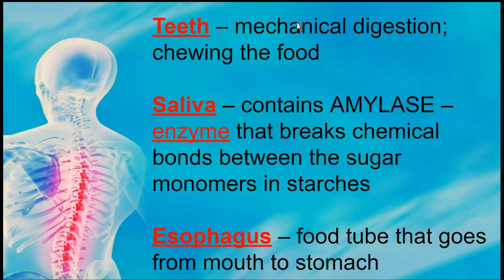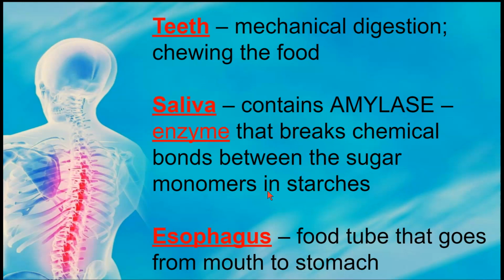So teeth, what do they do? Mechanical digestion, chewing the food. Saliva contains amylase. Amylase, notice the word ending A-S-E, you'll see that at the end of many enzymes. So salivary amylase, because there is another kind of amylase, is secreted here, and that begins to work on the sugar monomers. Remember those, I just mentioned large and small molecules?